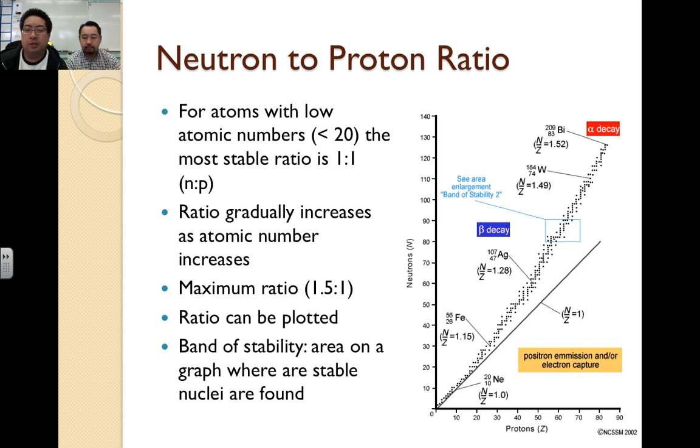We can plot this ratio, and you see this on the figure on the right, and the plot represents the most stable isotopes. This is the band of stability, and this is where the most stable nuclei for isotopes are found. And as we said before, any isotopes above or below or beyond the band of stability will more than likely emit radiation and work their way back towards the band. Right.